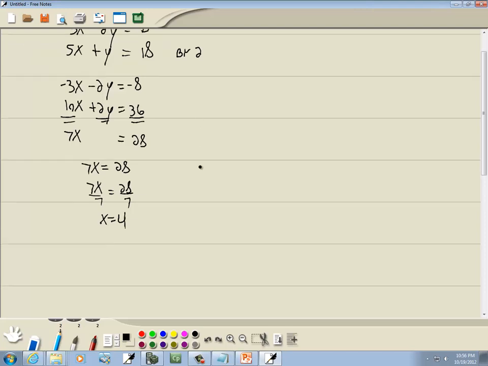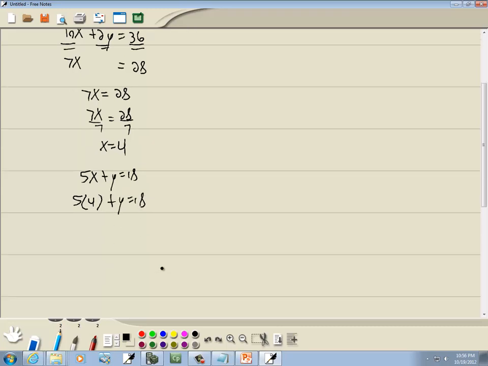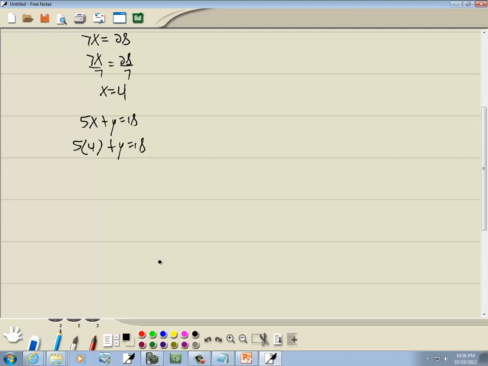Well, we wanted to plug that into one of our equations so we can solve for y. It doesn't matter which one. I'm going to pick this one. 5x plus y equals 18. That looks a little easier. So we just said that x was 4. So I got 5 times 4 plus y equals 18. 5 times 4 is 20. So we got 20 plus y equals 18. Take 20 to the right side, and we got 18 minus 20, or y is equal to negative 2. So our answer is 4, negative 2.